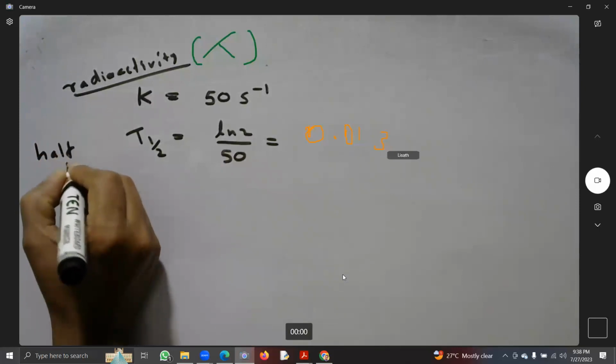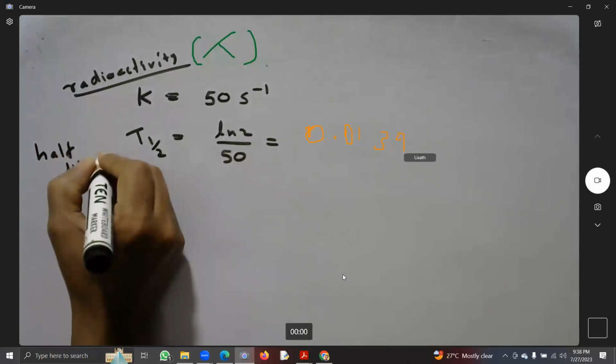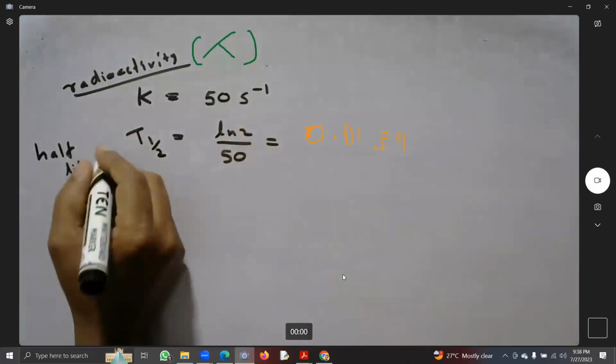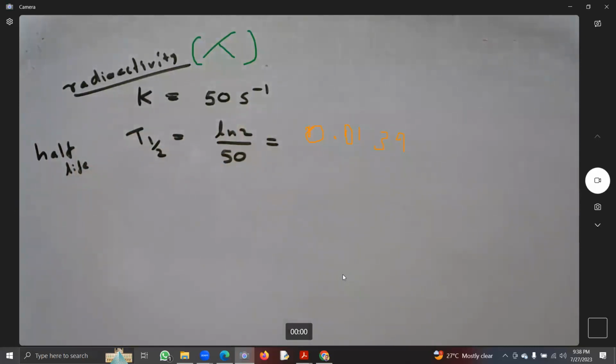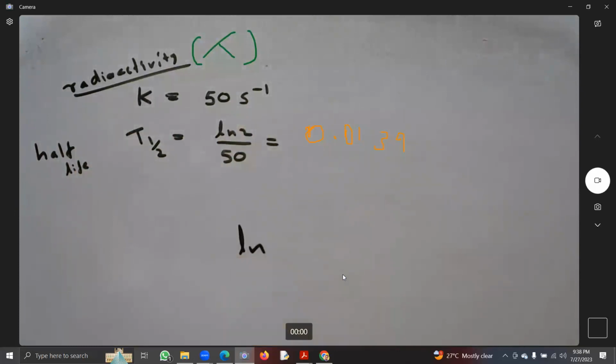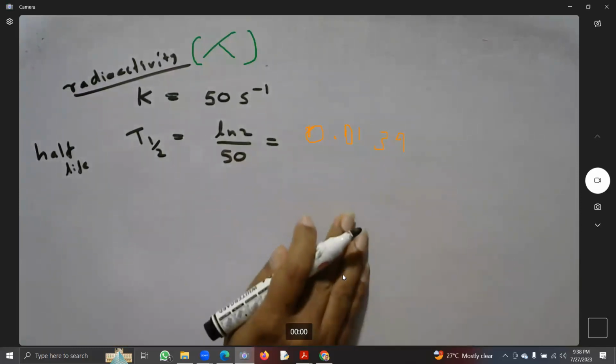Sir, Ln2 has a value? Yes, in the calculator, it is 0.693 or something. Just type in the calculator Ln2 divided by 50. There's an LN button in the calculator, somewhere near the log button. So 0.0139. Correct. That's the answer. So 0.0139 is the half-life of this radioactive substance.